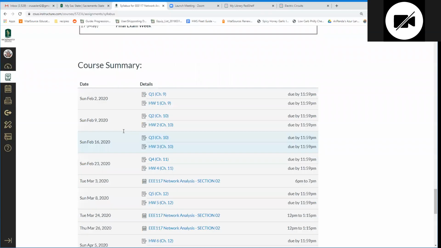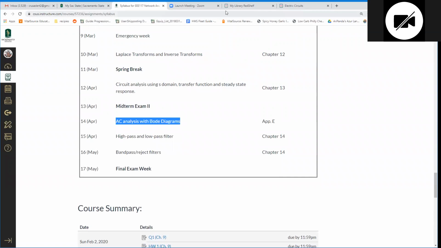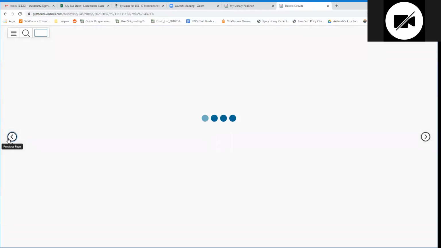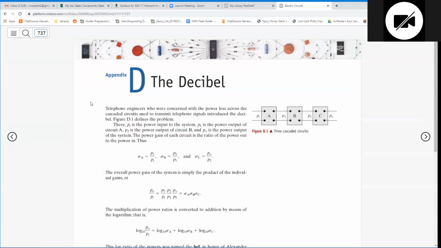So this week we're going to talk about Bode plots. And unfortunately, in the book they don't put much emphasis on it. In the book, it's an appendix. So we're going to have to shift to the back of the book and go to Appendix D and E. So we're going to start this week in Appendix D and E.